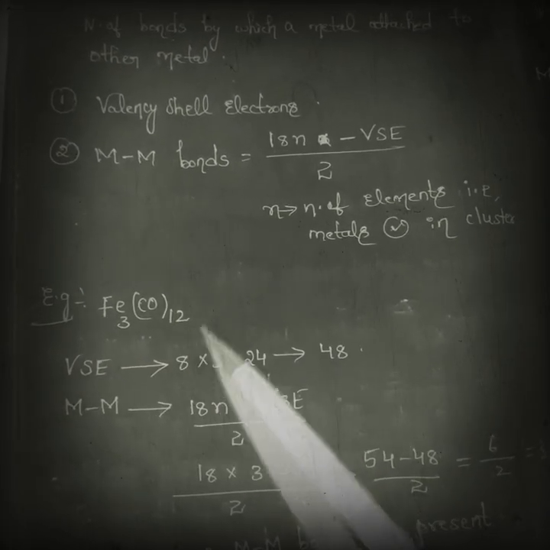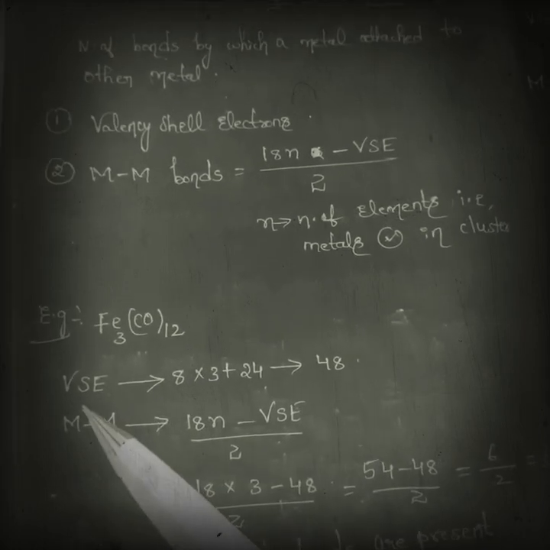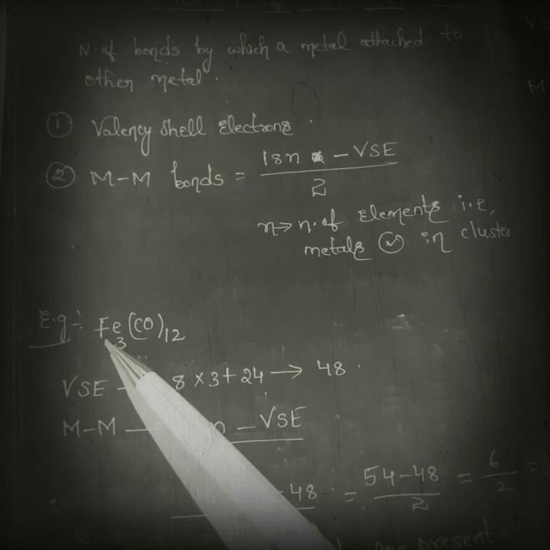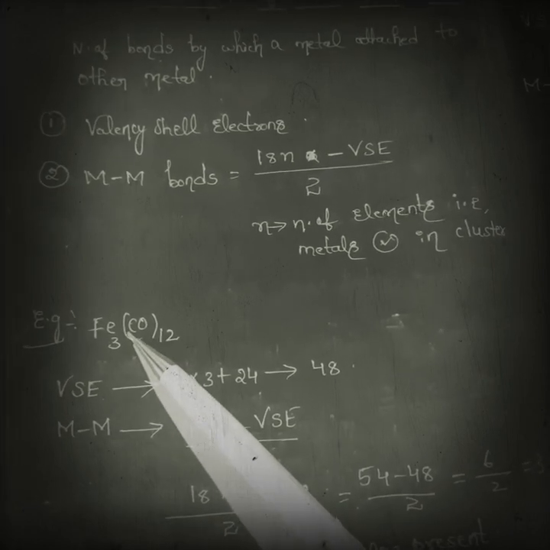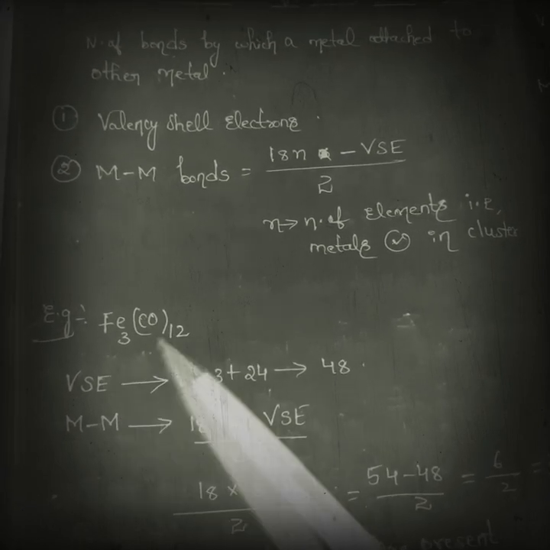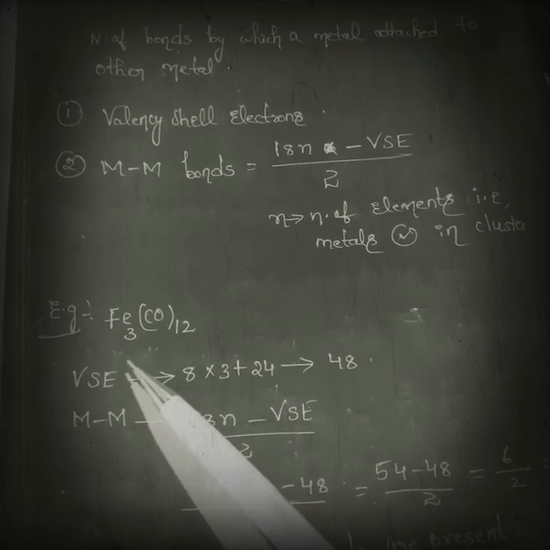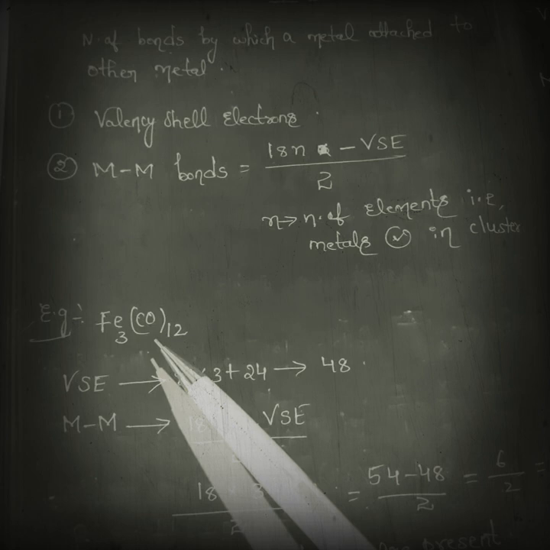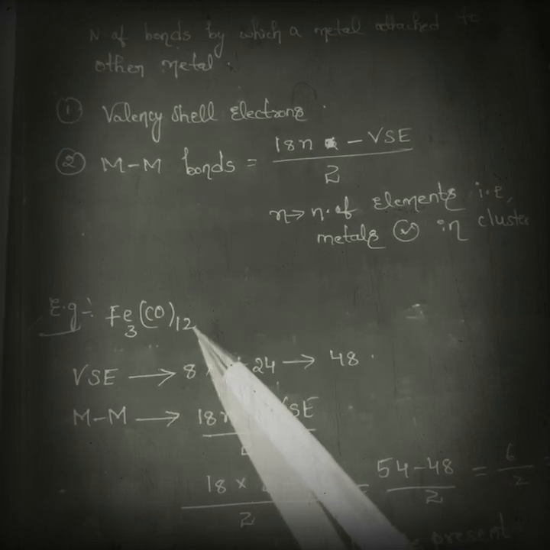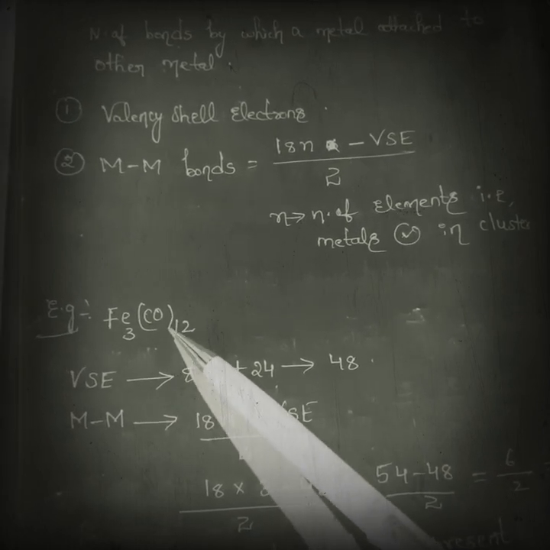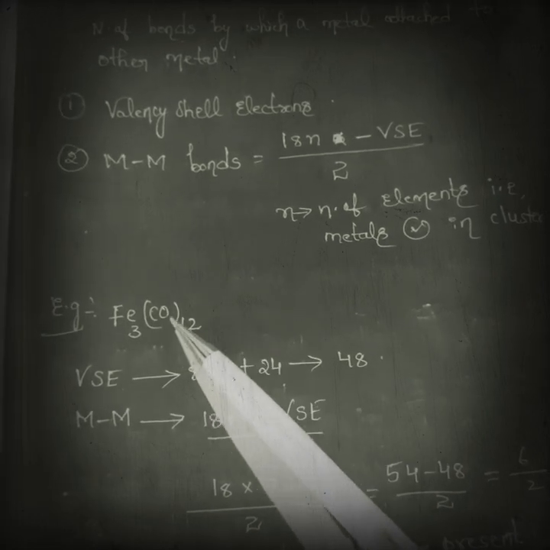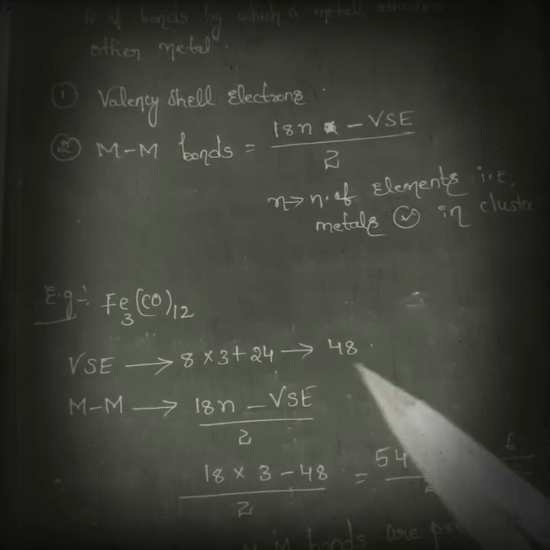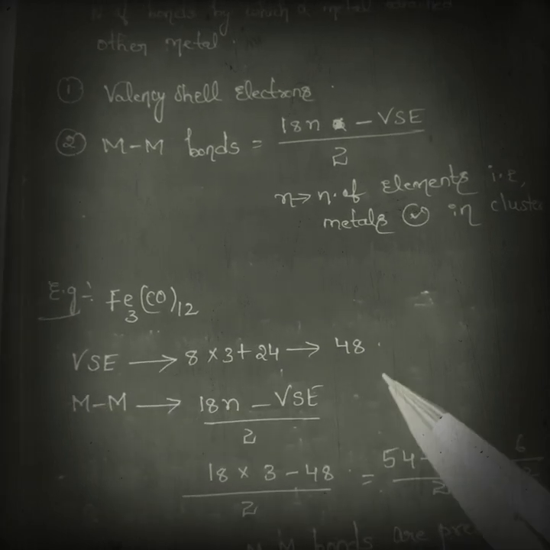Fe3(CO)12, that is, CO taken 12 times. First we have to calculate valence shell electrons. Here they have given iron. We know that the valence electrons present in iron are 8. Here they have given 3, so 8 into 3, plus, we know that one carbonyl's electron donating tendency is 2 electrons. Here they have given 12, so 12 into 2, 24. So here we got valence shell electrons as 48.